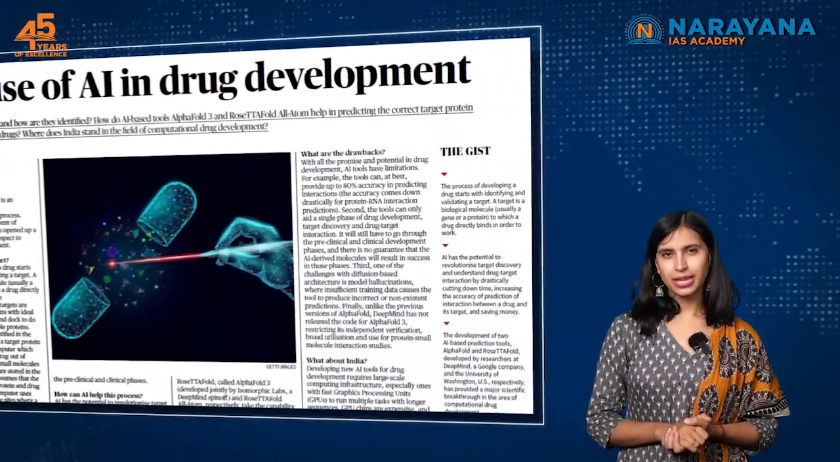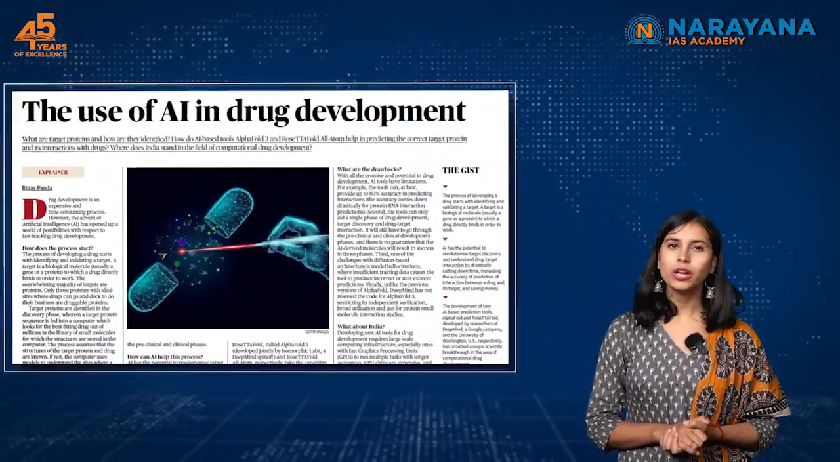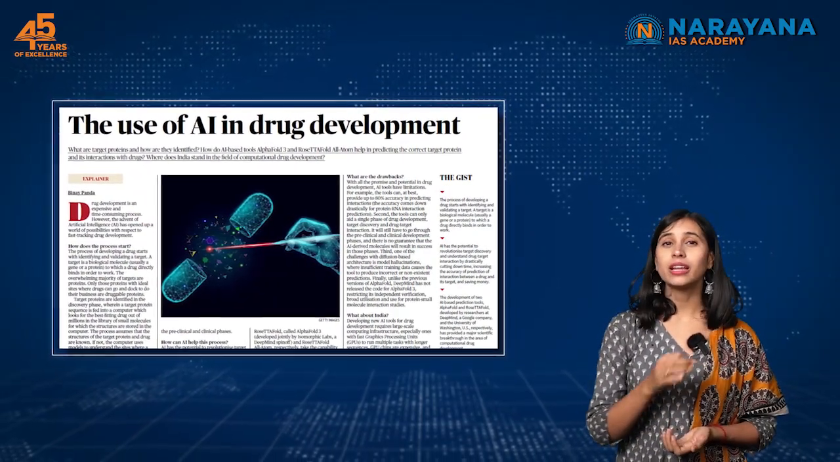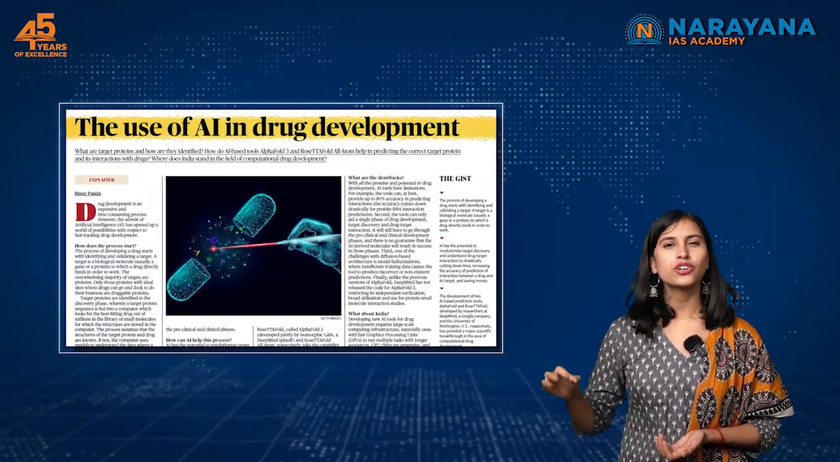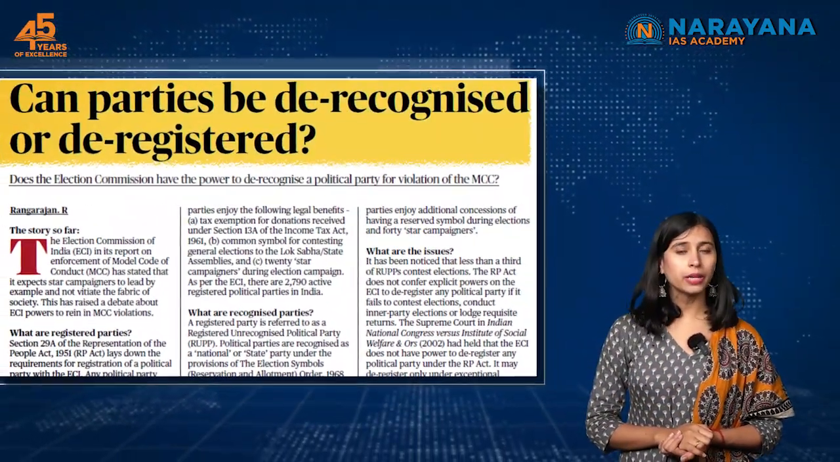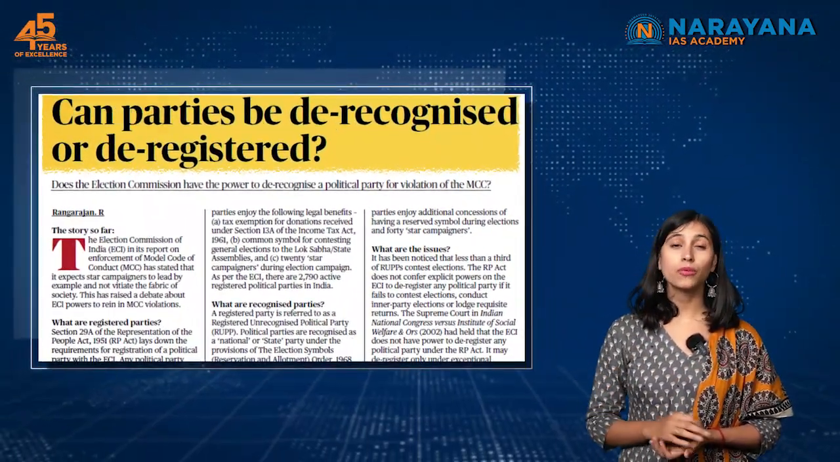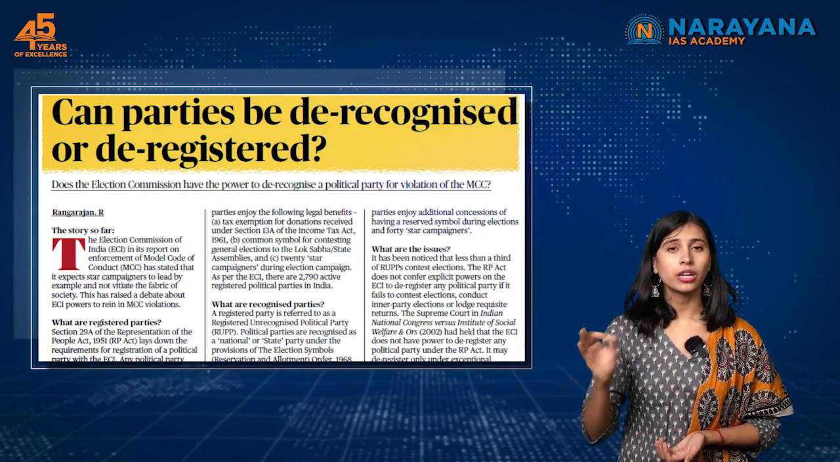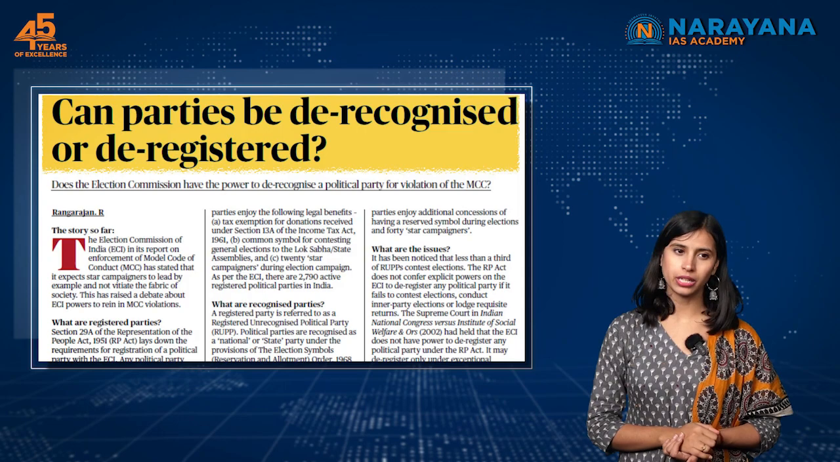And in continuation of the same series, today's 5 articles are: number 1, use of AI in drug development, where we will discuss how artificial intelligence can revolutionize the pharmaceutical industry in India. Second, we will talk about whether a political party can be de-recognized or deregistered, where we will make the difference between the two and the power of the Election Commission of India in regard to the two kinds of political party.